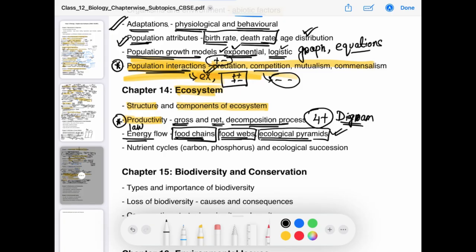Okay, last is the nutrient cycle. You have to read the nutrient cycle and understand it. And this concept is also important: ecological succession. How it is affecting, how from a barren land, a forest is developed. So ecological succession is also important.